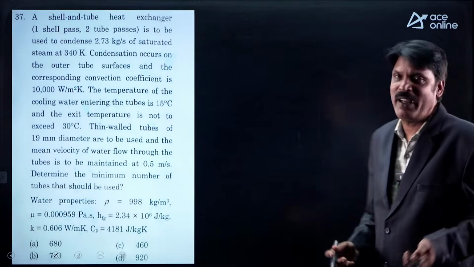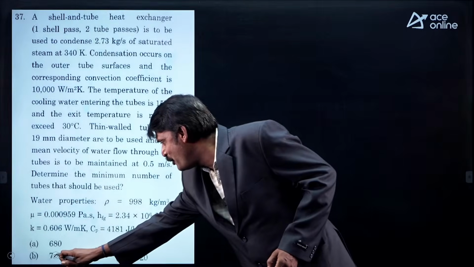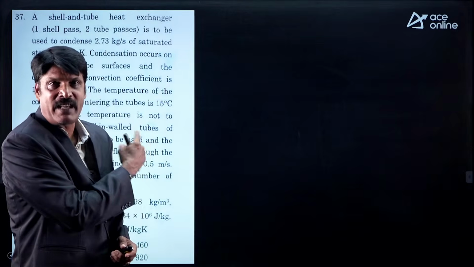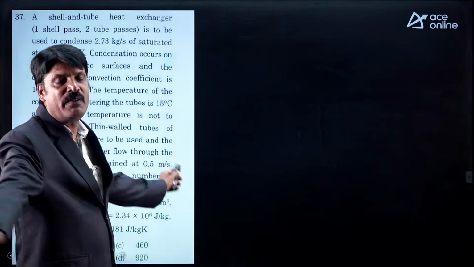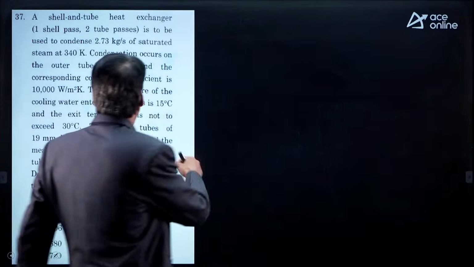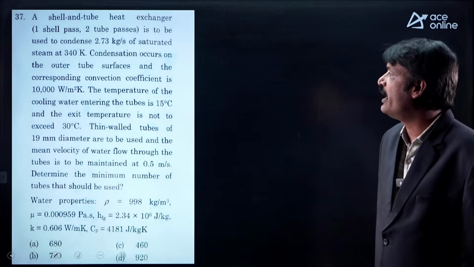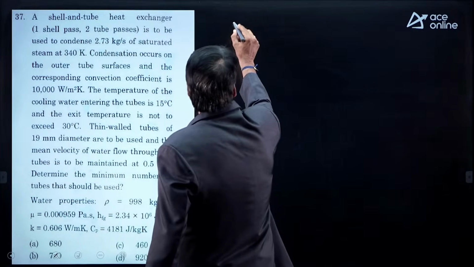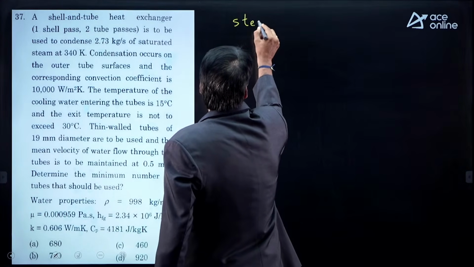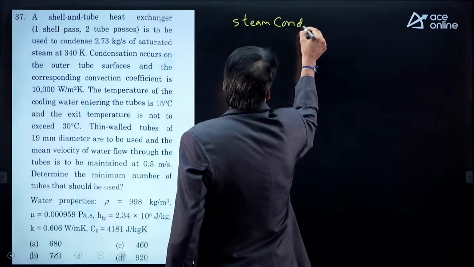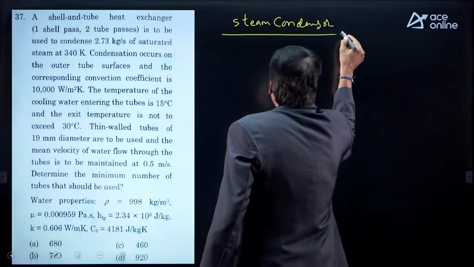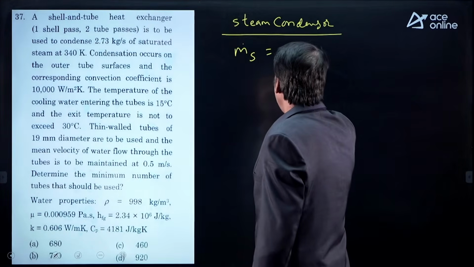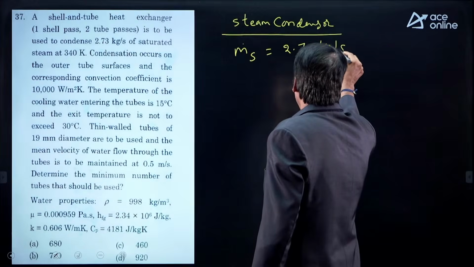Then one more big question. I tell you how beautifully they are framing questions to see to it that you go around, beating around the bush. This is again one more rank deciding question. He has given a lengthy question. If you observe it, a shell and tube heat exchanger is to be used to condense 2.73 kg per second of saturated steam at 340 Kelvin. So, he is saying that there is a steam condenser, and this particular steam condenser has to condense, mass flow rate of steam is 2.73 kg per second.